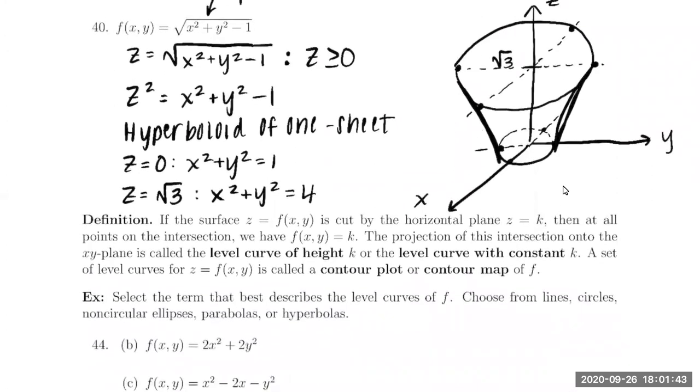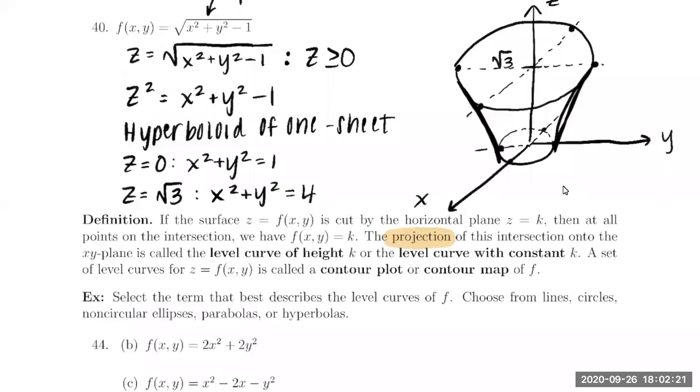Next, we want to introduce level curves. So we say that if the surface z equals f of xy is cut by a horizontal plane z equals k, then at all points on the intersection, we have this curve f of xy equals a constant. So this is what we were looking at with traces in the z equals k plane. The projection of this intersection onto the xy plane, and I want to emphasize here, we're projecting it downward onto z equals 0, is called the level curve of height k, or the level curve with constant k.